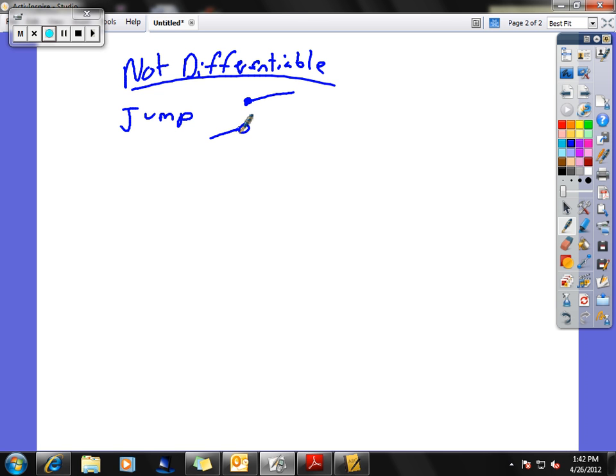What else? A hole, or removable discontinuity. That is also not continuous, so it can't be differentiable. We had another one that's not continuous. Anybody remember? A vertical asymptote. A vertical asymptote is not continuous, so it's also not differentiable. Those are the ones that deal with the continuity.